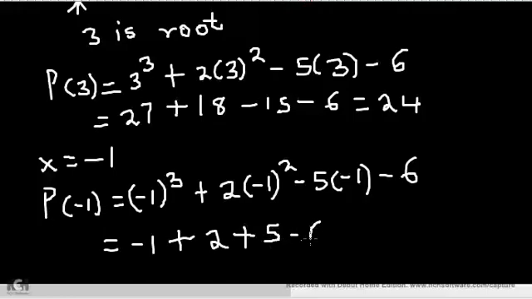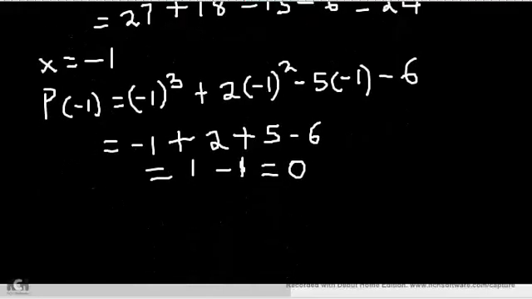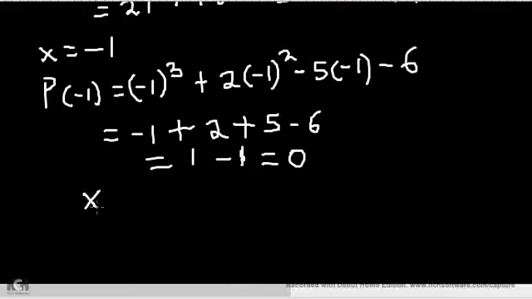Then minus 6. So let's try this now. Minus 1 plus 2, that's going to give me 1, right? This is 1 here, and this is minus 1. Okay, then of course 1 minus 1, that gives me 0. So that simply means that x equal to minus 1 is one of the roots of that polynomial, just one root.